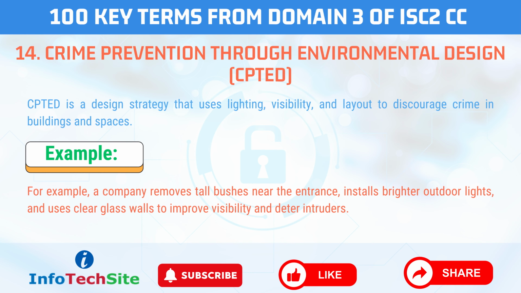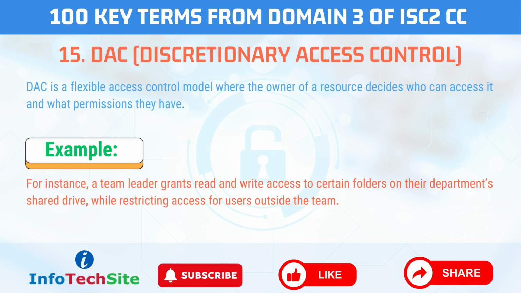14. Crime prevention through environmental design, CPTED. CPTED is a design strategy that uses lighting, visibility, and layout to discourage crime in buildings and spaces. For example, a company removes tall bushes near the entrance, installs brighter outdoor lights, and uses clear glass walls to improve visibility and deter intruders.